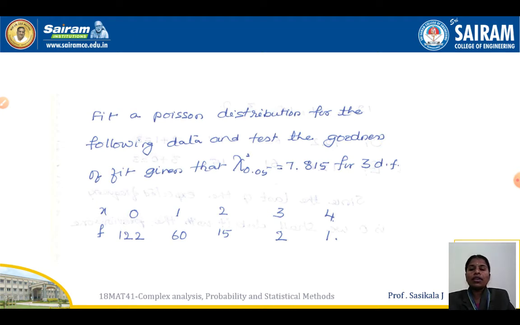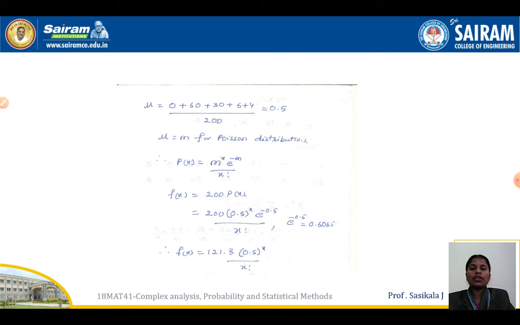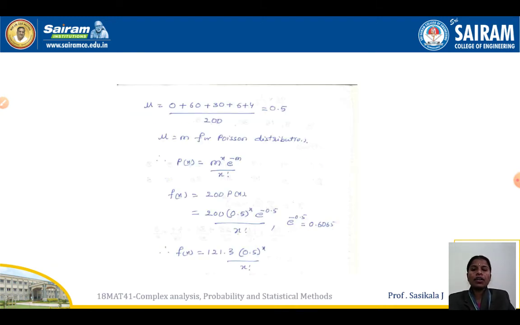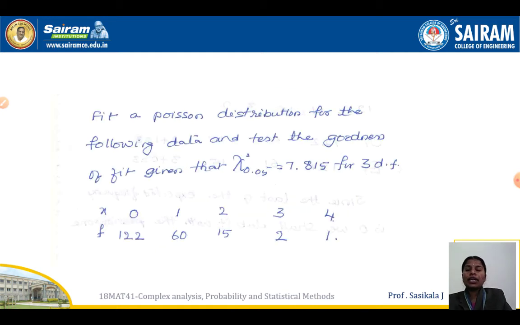The question is clearly about a Poisson distribution, and we know the Poisson distribution is related to the mean. So first find your mean: the sum of the values divided by the number of data points. Here it is a discrete series with x and f, so you have to multiply x into f and take the summation.